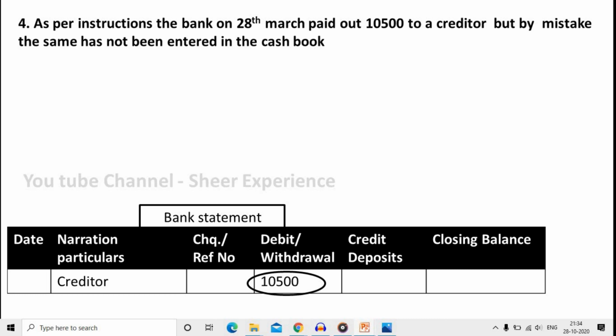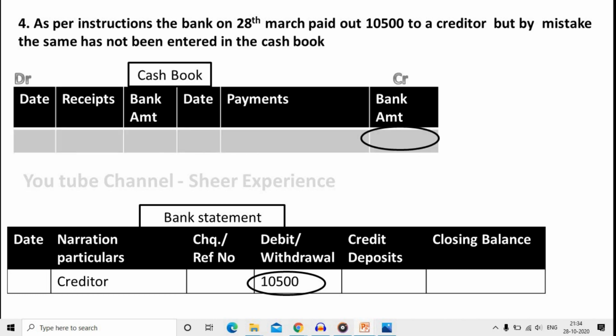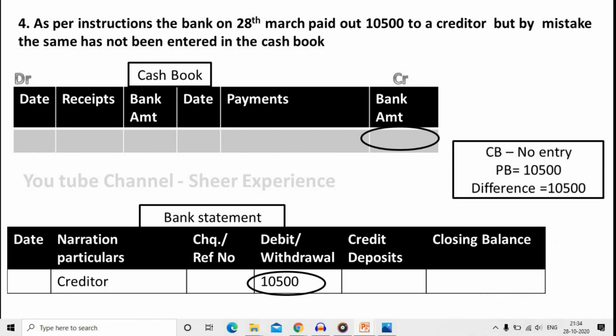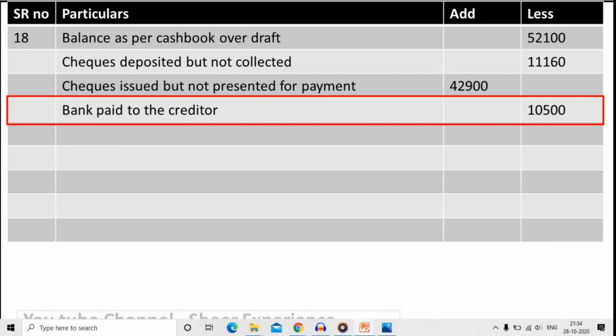So this entry is appearing only in the bank statement. So no entry is appearing in the cash book. So the difference between cash book and passbook is 10,500. So the cash book balance is more than passbook balance. When I am preparing the bank reconciliation statement as per cash book overdraft balance, we have to refer our check to passbook balance. Here passbook balance is less. So we'll mention the difference amount in the less column. In the particulars column, bank paid to creditor.